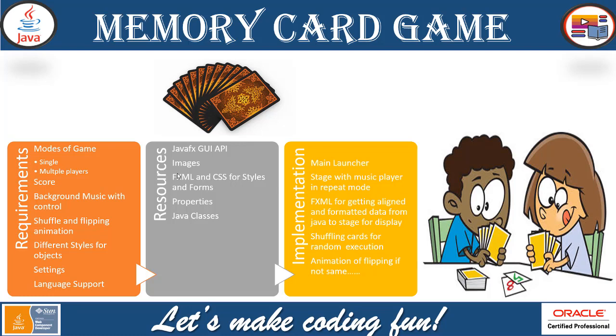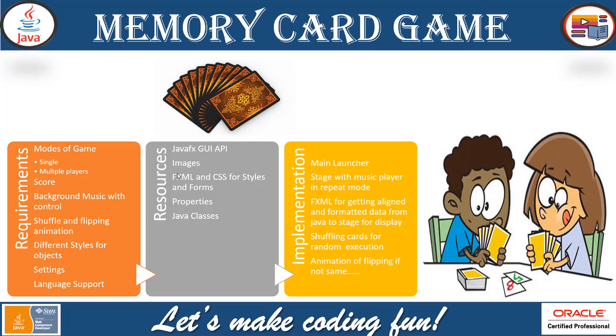So for example, if the user is clicking any card, it will flip and it will cross check if it is the same, and if it is not the same, then it has to flip back and shuffle again. So that particular process has some information that has to be communicated from the front end to the back end. That part is done with the help of FXML and CSS because they are handling the styles and the forms both together.